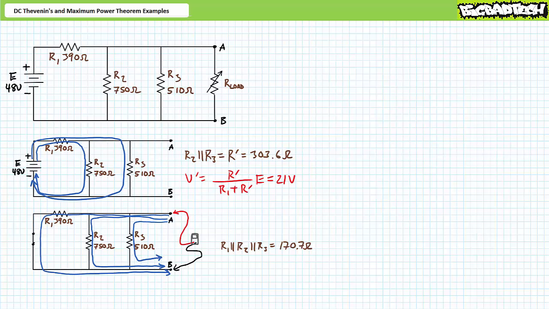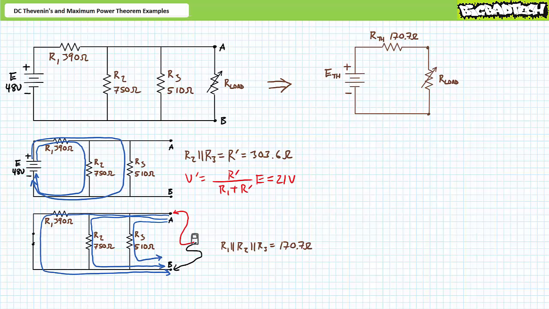Let me remind you that incorporating shorts and opens inside your original circuit and shifting perspective from the source to the load may fundamentally alter the nature of the original series parallel circuit. An ohmmeter placed at the terminals of interest will see R1, R2, and R3 in parallel with one another. R1, R2, and R3 in parallel present a resistance of 170.7 ohms. This is our Thevenin equivalent resistance, RTH. Our Thevenin equivalent circuit is therefore the series combination of ETH at 21 volts and RTH at 170.7 ohms.